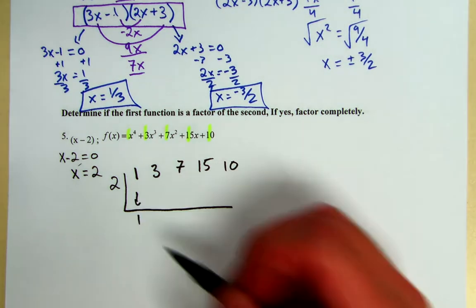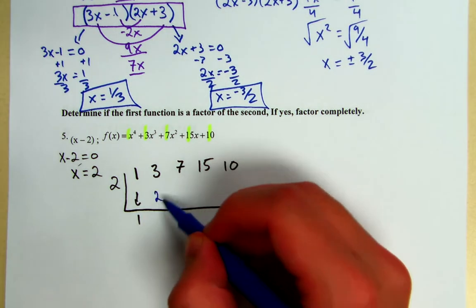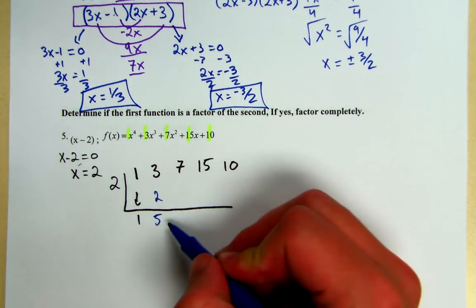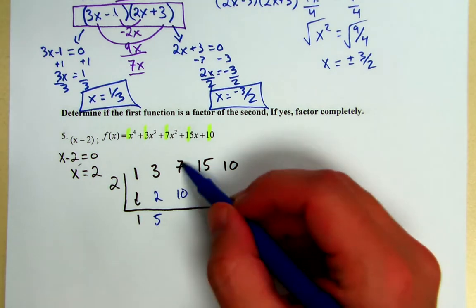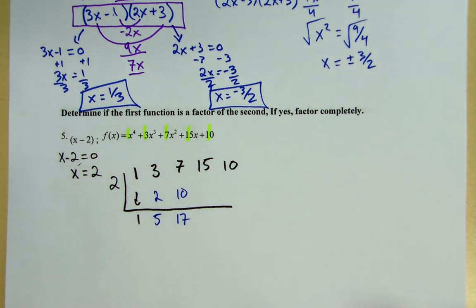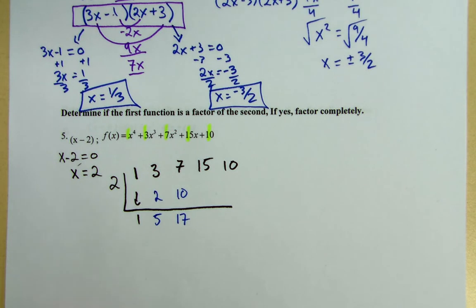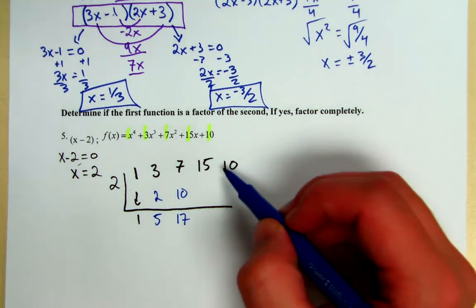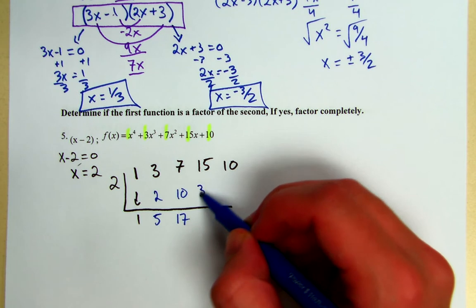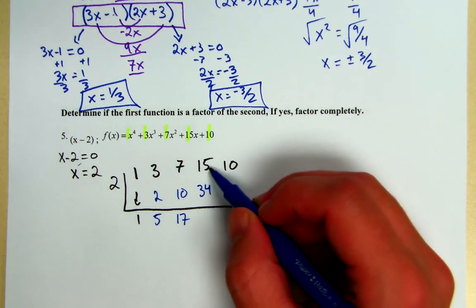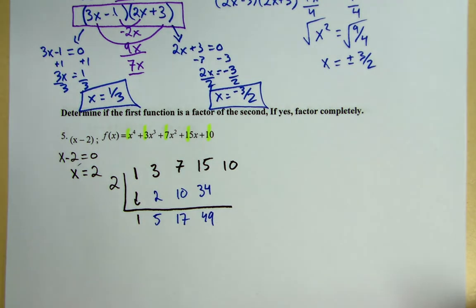Bring down your 1, multiply, get 2. We end up with 5. And then we multiply by 2, get 10. Here we get 17. Multiply by 2, we end up getting 34. Add them together, we actually get 49, multiplied by 2. Actually, I realize that this problem is not the one we intended.